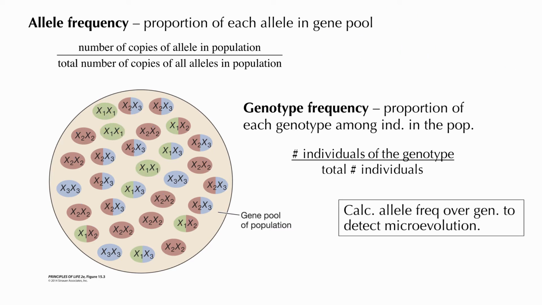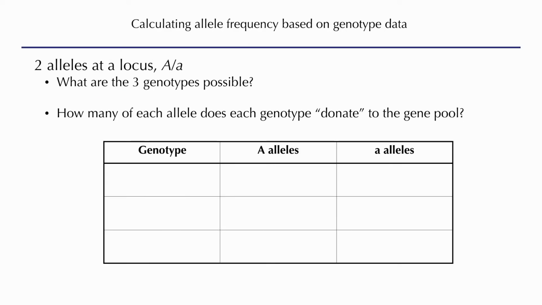So what we can do is calculate the allele frequency from generation to generation, and as I mentioned, if it changes, that's the definition of microevolution. Here's how I like to think about it. If you have 3 different genotypes, in this case we're going to say there's only 2 alleles at this locus, a big A and a little a allele. If you have more than 2 alleles, then you'd have additional combinations, but we'll do this. So what genotypes can you have? A homozygous dominant, a heterozygote, and a homozygous recessive.